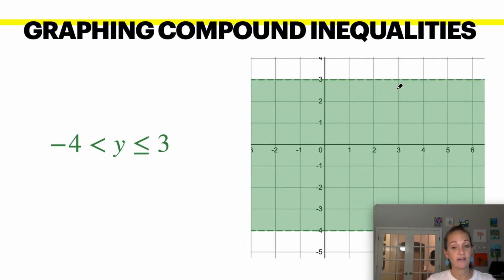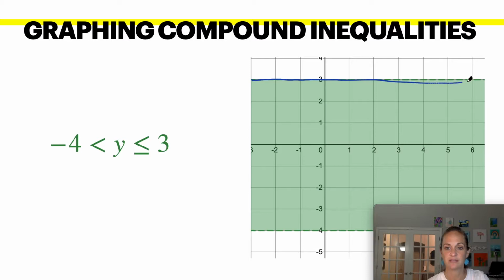You also can graph compound inequalities. Now, in a previous video, we discussed that when there was no slope, it was just y equals a number, it became a horizontal line. Same thing applies here. So in this case, you're going from -4 up to 3 on the y-axis. So that's why you go from -4 up to 3.